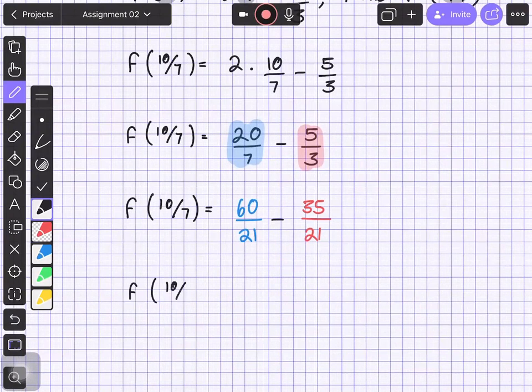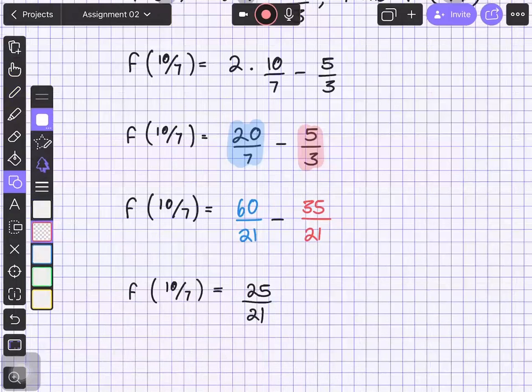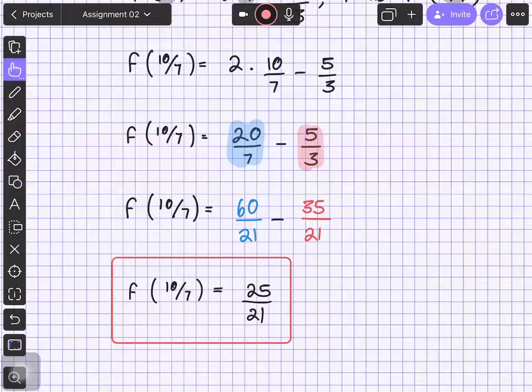So the evaluation of this function in 10/7 will be 60 minus 35 is 25 over 21. Again, we cannot simplify it. So this is our final answer.